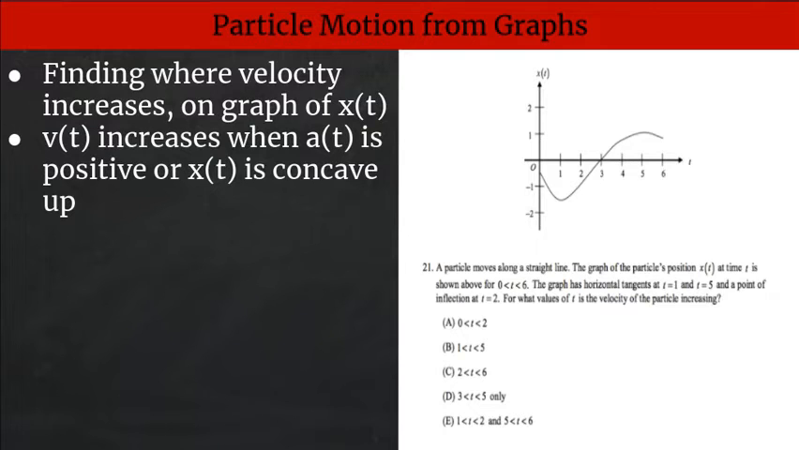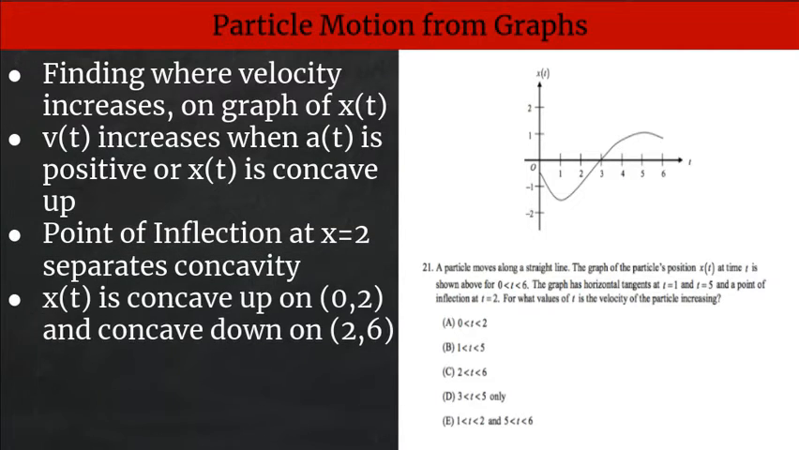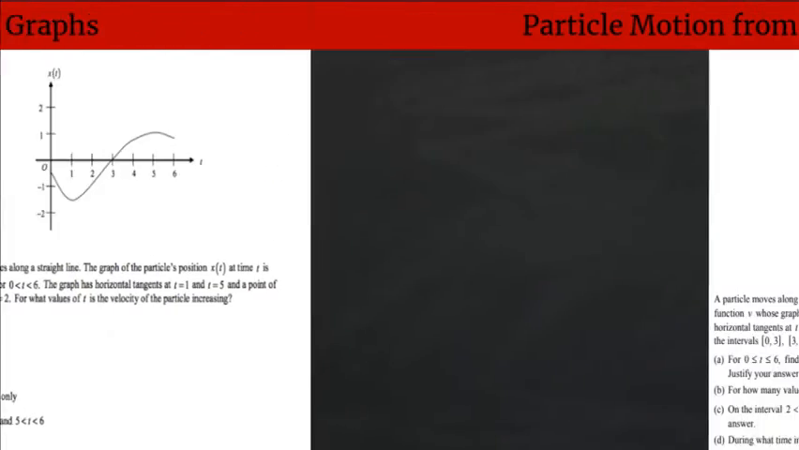So velocity increases when acceleration is positive or when position is concave up. The point of inflection at t equals 2 separates the concavity in a position graph. So that means that position is concave up from 0 to 2 and concave down from 2 to 6, which means that velocity is increasing from 0 to 2, which means that A is our answer.